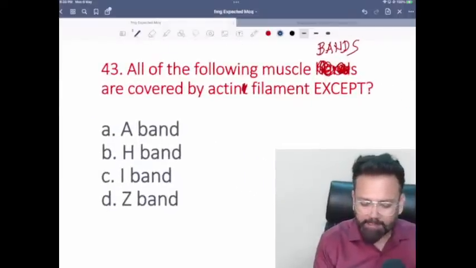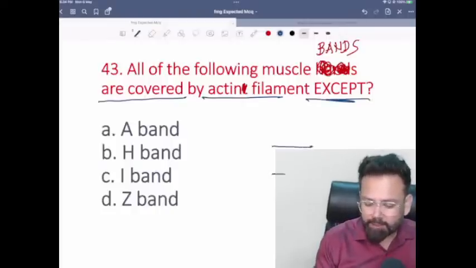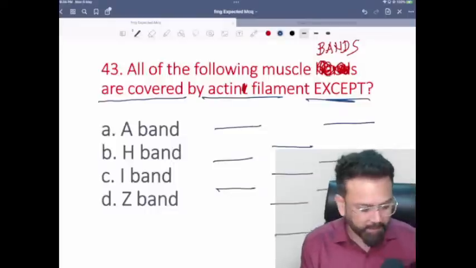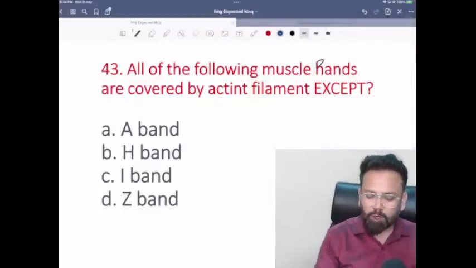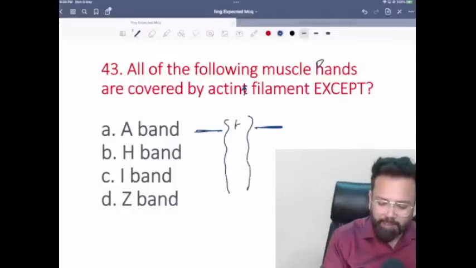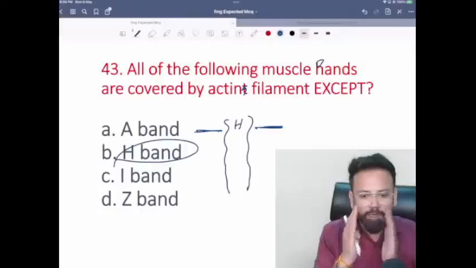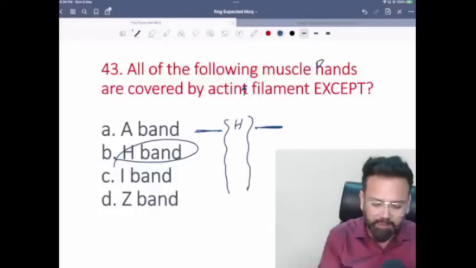All of the following bands are covered by actin filament except which band? Which band is not covered by actin filament? The area between actin and actin is called the H band. So you can easily say this is actin, and the area between actin is called the H band. So easily you can say the H band is not covered by actin. Answer is H band.